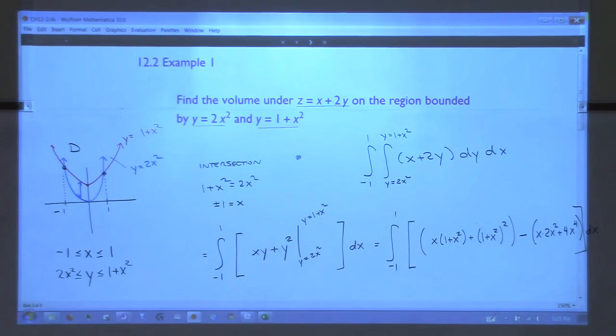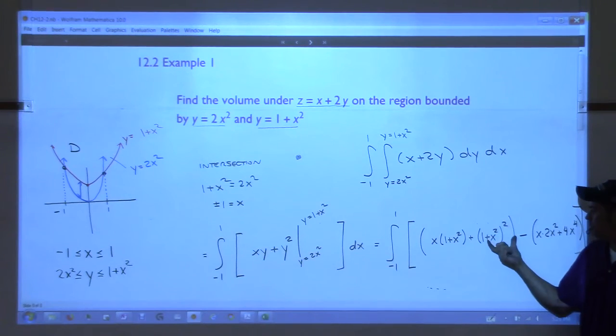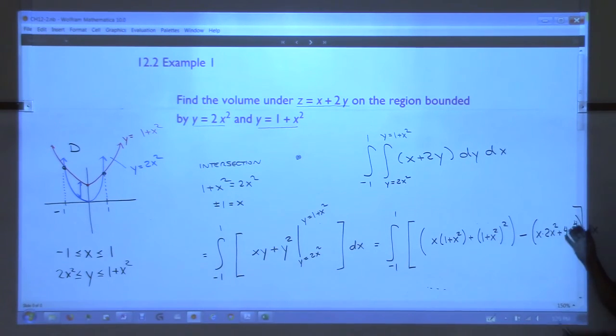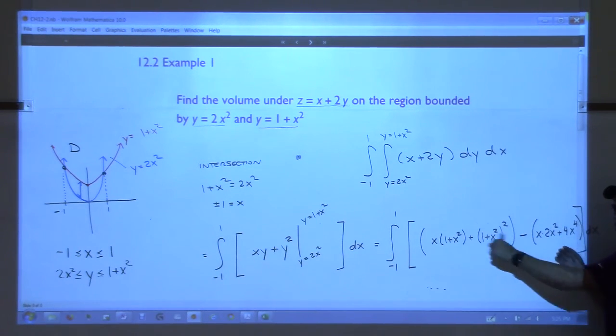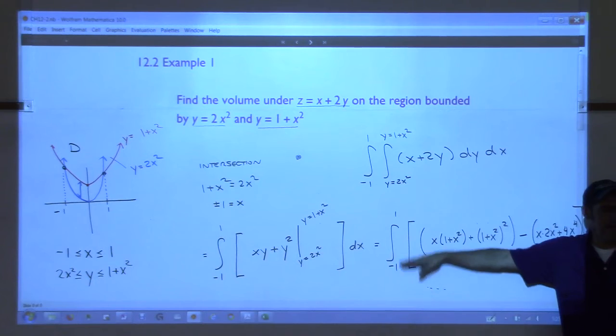And I'm going to stop here because you're all Cal 3 students. At this point, this is just polynomial stuff. Distribute, expand, distribute negative, polynomials, power rule, antiderivative, collect like terms, power rule, plug in 1 and negative 1 should be pretty straightforward.